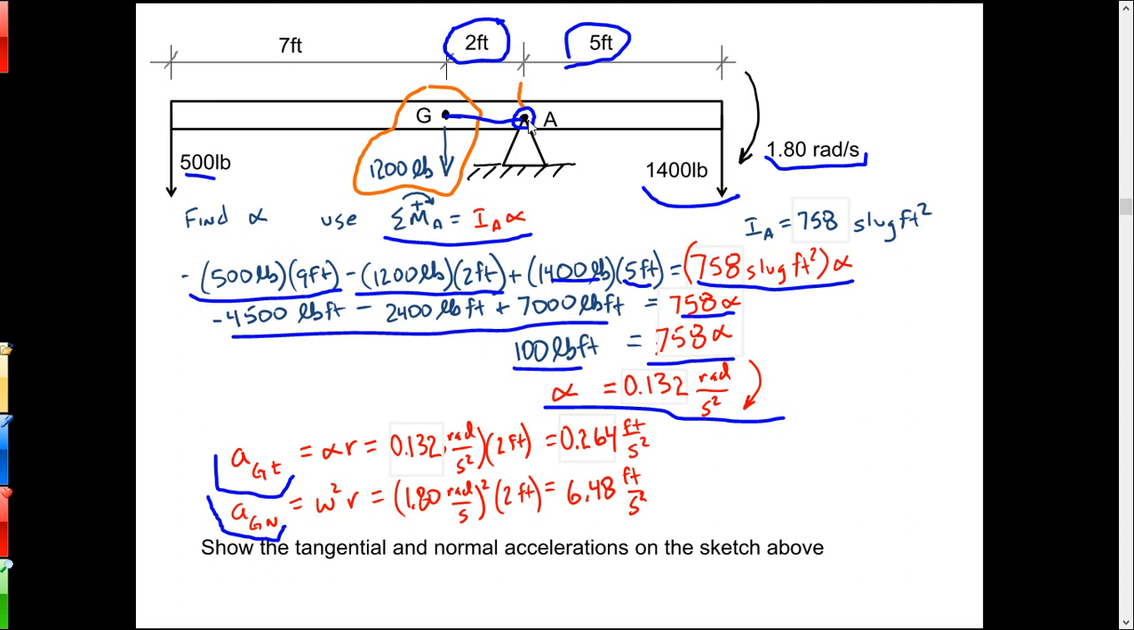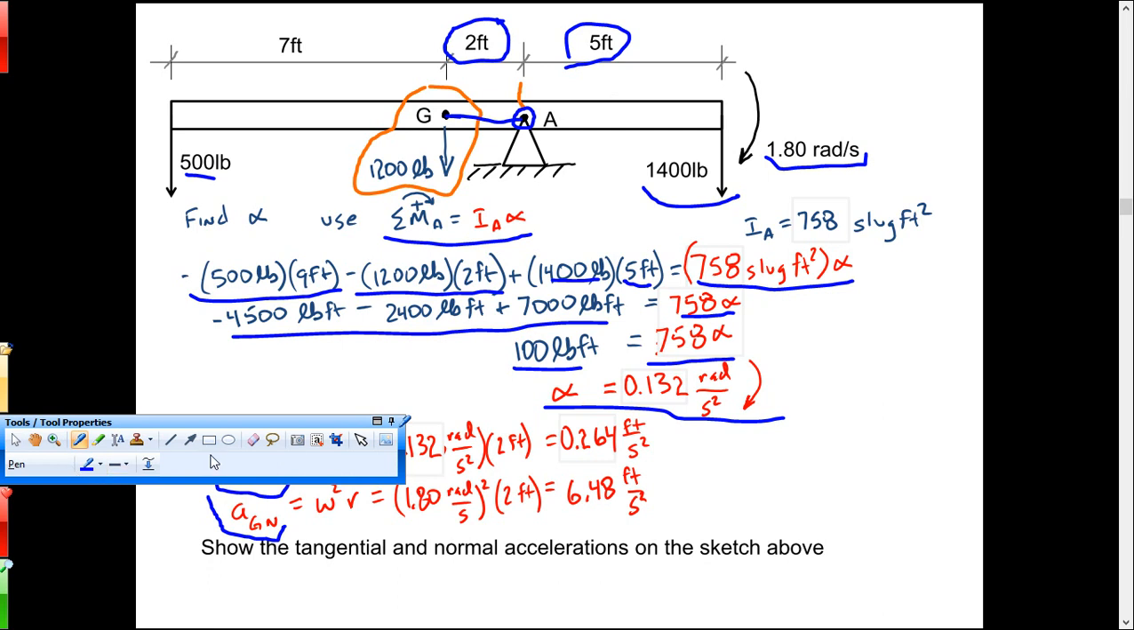Because G is rotating about A, r is that rotational distance, 2 feet. And then AGN is omega squared, so 1.8 squared times 2 is 6.48. So we got a normal and a tangential acceleration there of the center of gravity. And that's the deal with this. Go through the center of gravity, okay? Now why don't you put those on the sketch? Get those going in their proper directions and put them on the sketch up there and see what you come up with.